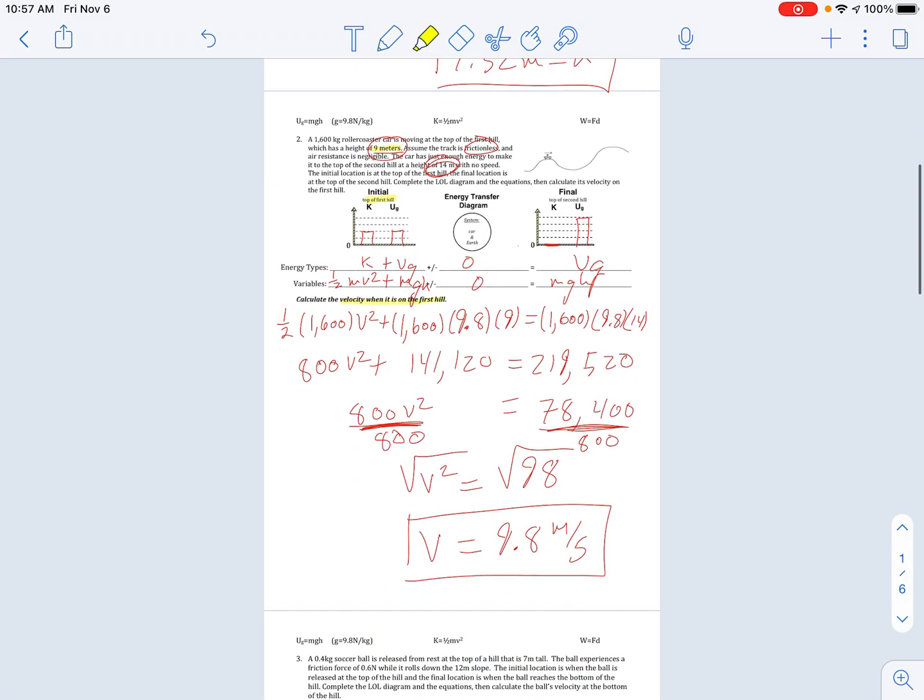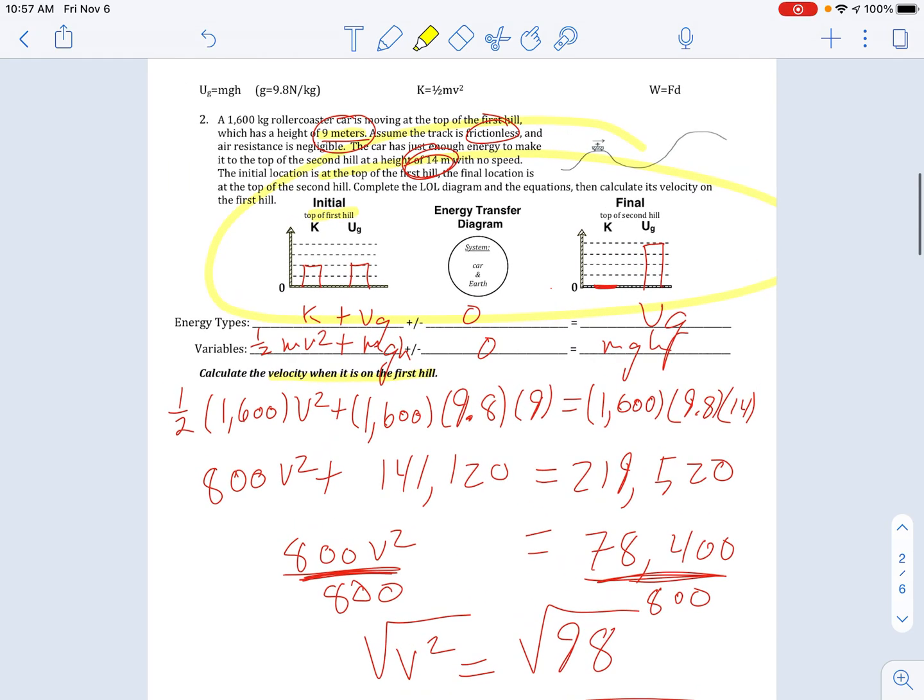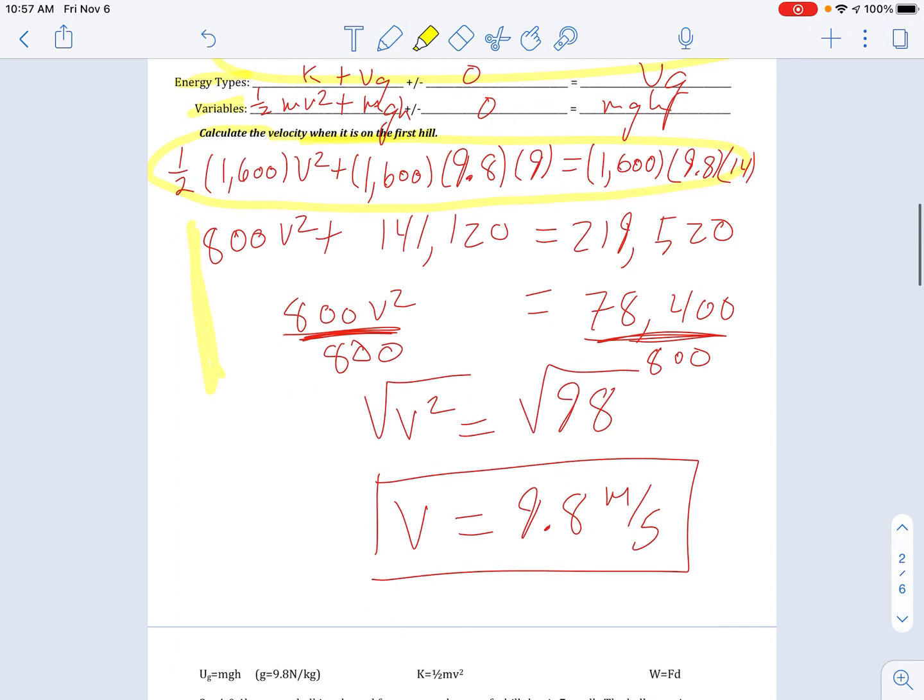Again, I always say, once you get that LOL done, it gets easier from there. So put your time into it. Take your time. Make sure you get it done well, because these two steps are easy, and then plugging in the numbers is a little difficult, and then it's all algebra after that.